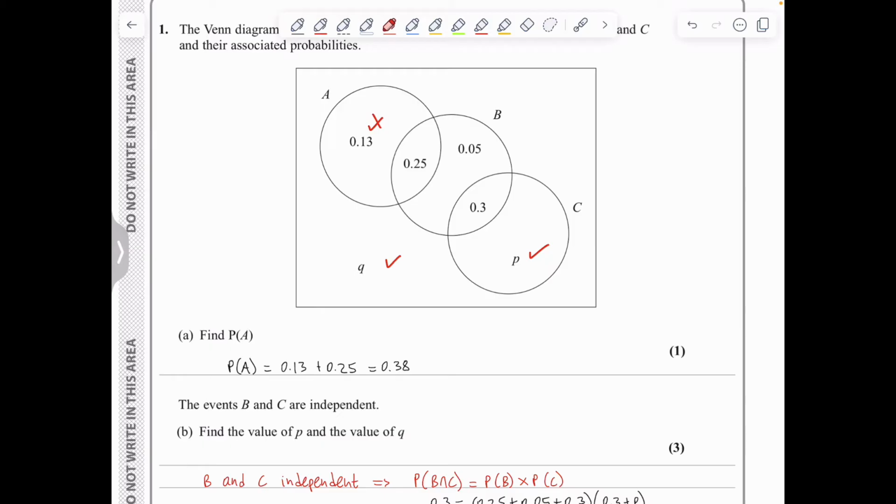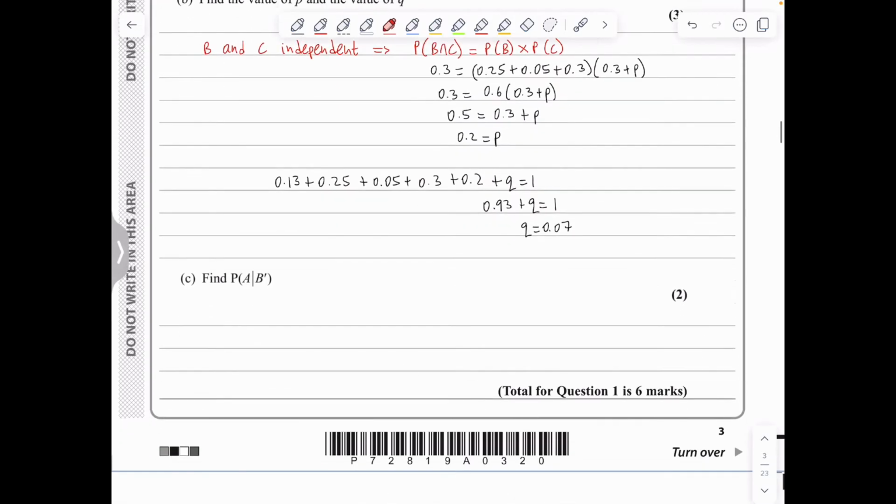Well, we have already found that P is 0.2 and Q is 0.07. So to find the probability of A given B dash, I will simply consider what I have double ticked on my Venn diagram, which is the 0.13, over what I have ticked originally, which is the probability of B dash, which is the 0.13 plus the 0.07 plus the 0.2, and this gives an answer of 13 out of 40.